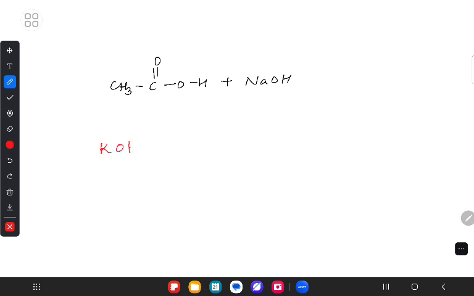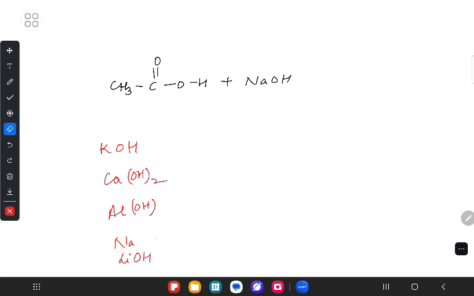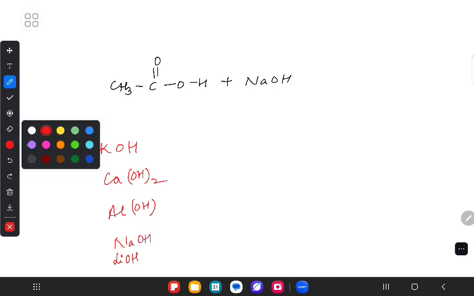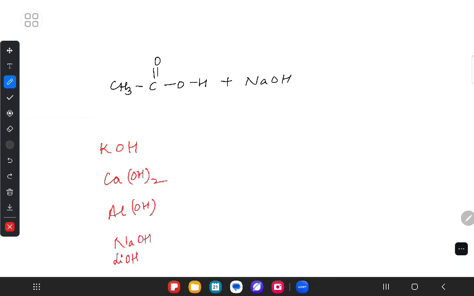Because you have substances like KOH, Ca(OH)2, Al(OH)3, NaOH, and LiOH. So when you have these substances, what do you mean by this? I'm going to break it down like this. How does Al(OH)3 break? It breaks down like Al 3+ and OH negative.